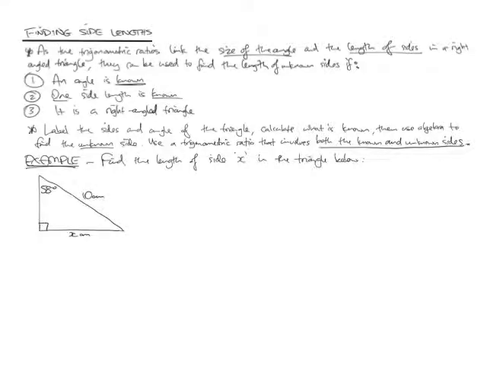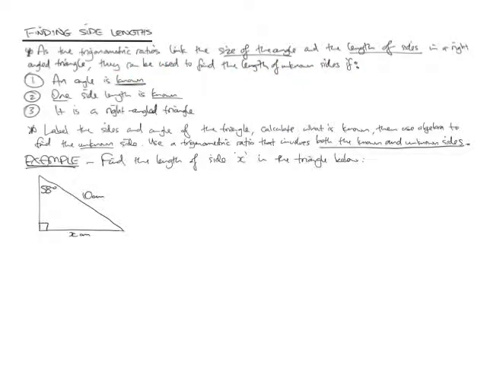This one's on finding side lengths in trigonometry, obviously for right angle triangles. So in the previous video we've seen that the trig ratios link the size of the angle in a right angle triangle and the length of the sides in that right angle triangle. So these ratios can be used to find the length of unknown sides.